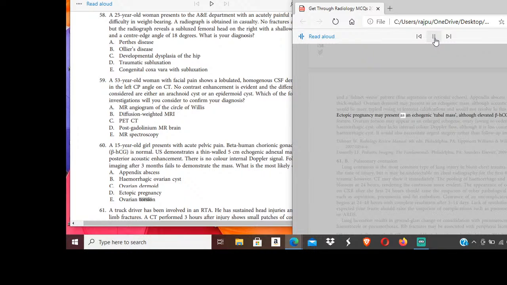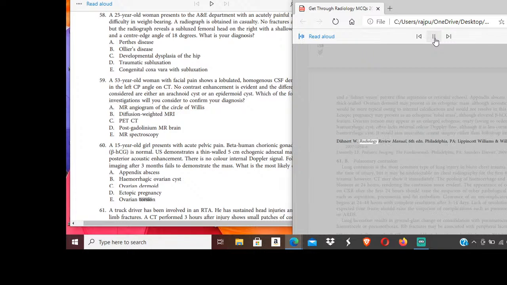Ectopic pregnancy may present as an echogenic tubal mass, although elevated beta-HCG would be a feature. Ovarian torsion may appear as an enlarged echogenic ovary, owing to edema, and, like hemorrhagic cyst, often lacks internal color Doppler flow, although it is less common than hemorrhagic cyst. It would also necessitate urgent surgery rather than follow-up imaging.